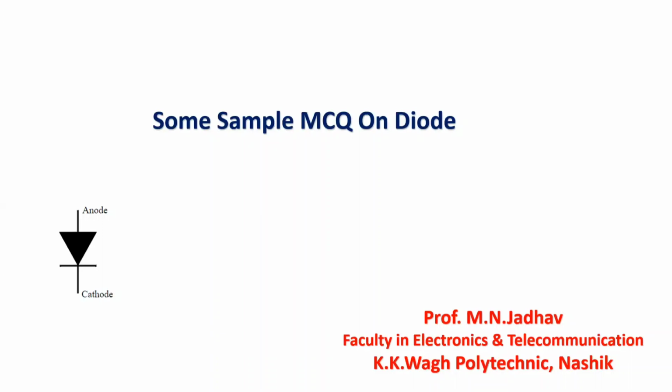In this presentation, we will see some sample MCQs on a diode. Let us see the symbol. The diode has two terminals, anode and cathode. Now we'll switch over to the questions.